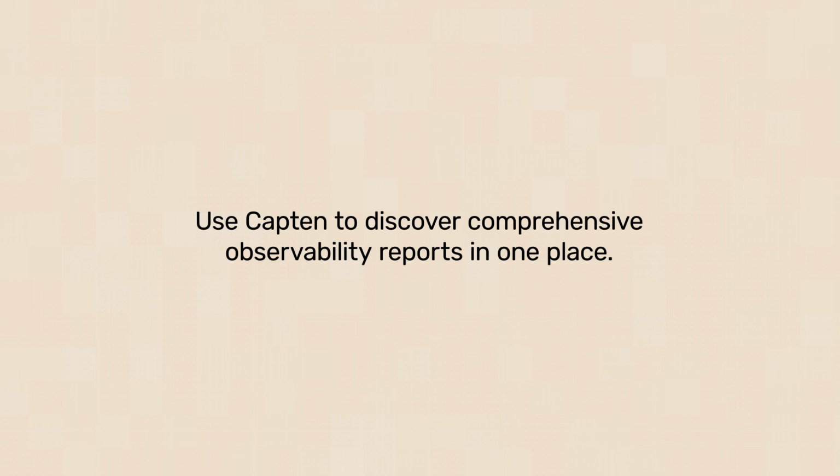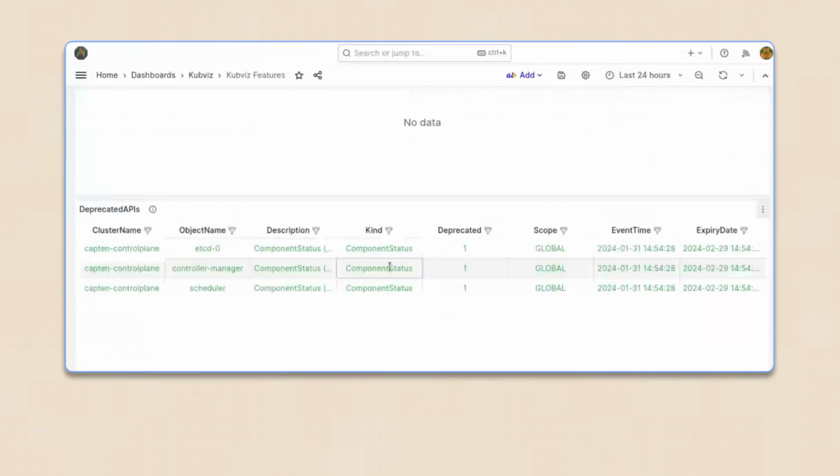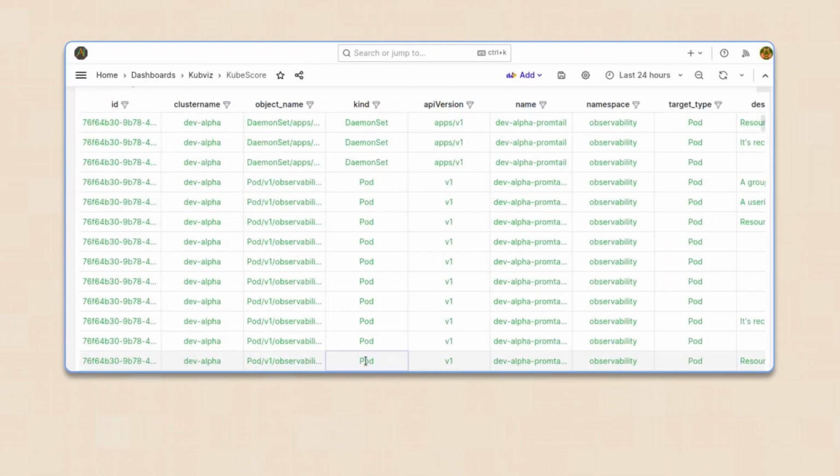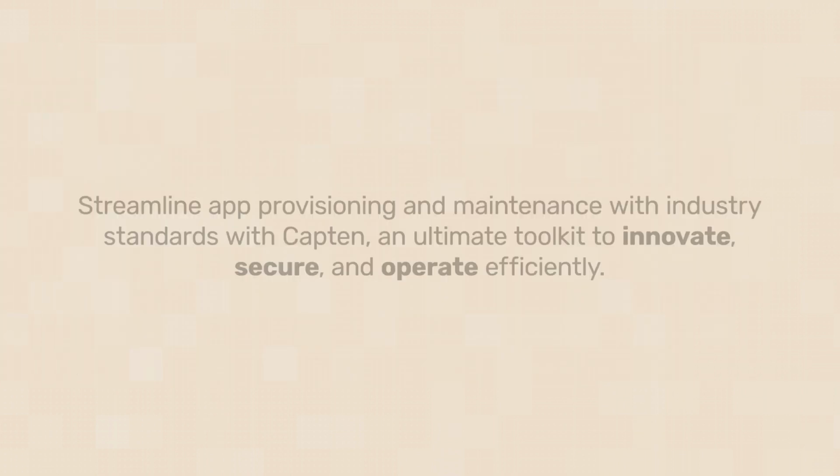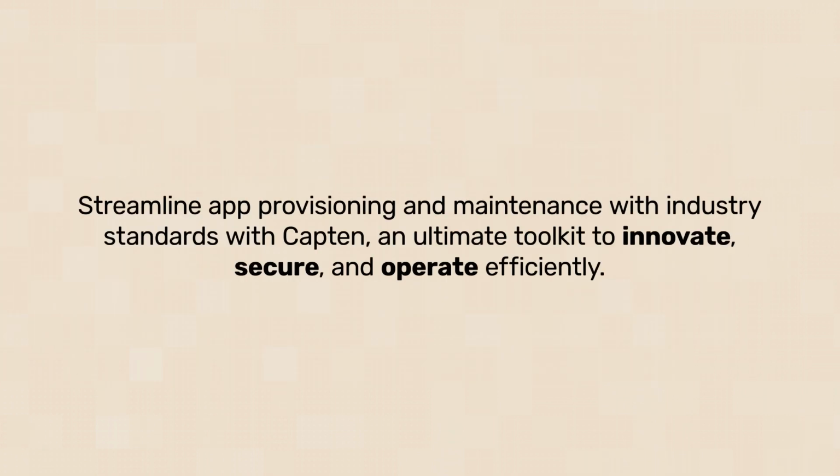Use Capten to discover comprehensive observability reports in one place. View different levels of insights with our QuickViz features, offering a complete perspective on your application's health and performance. Capten's agnostic framework streamlines application provisioning and maintenance, meeting industry standards, and allowing easy integration of technologies or tools as plugins. It's the ultimate toolkit for DevSecOps teams to innovate, secure, and operate efficiently by empowering your platform engineering needs and self-service capabilities.